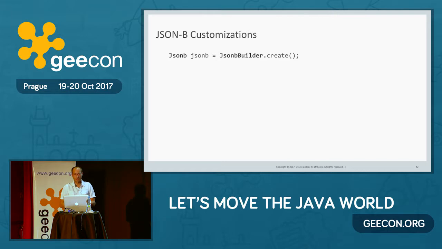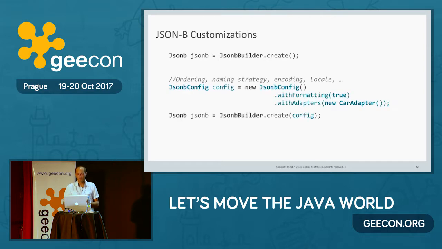Another option for customizing JSON-B, apart from using annotations, because sometimes you can't modify the code, is to use JSON-B config and pass that to the JSON-B builder. In this case, we are telling the JSON-B builder through JSON-B config that we want the output to be formatted, and we have some car objects for which we have some specific car adapter.